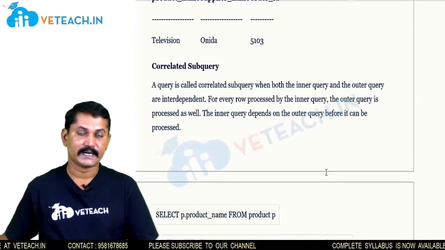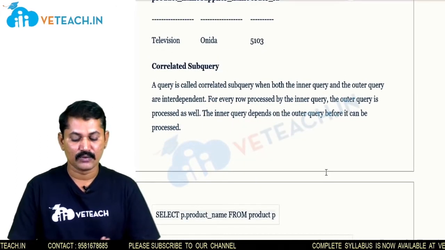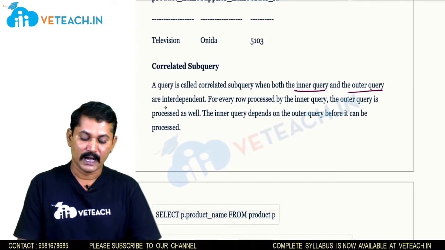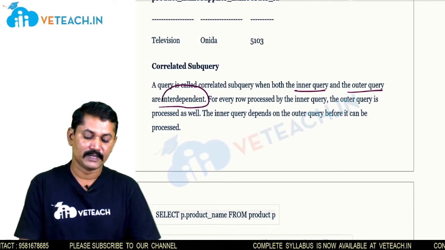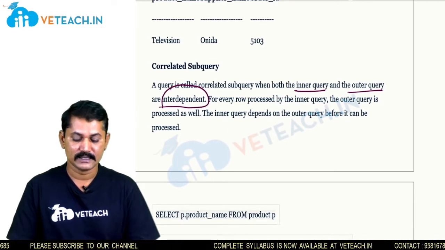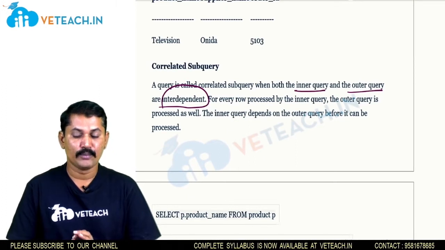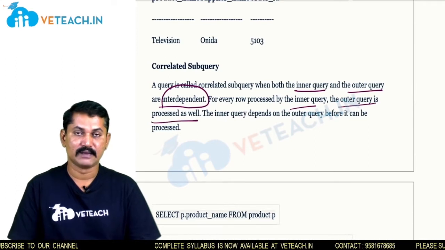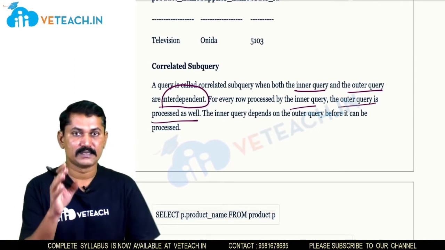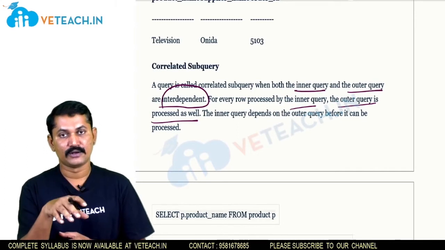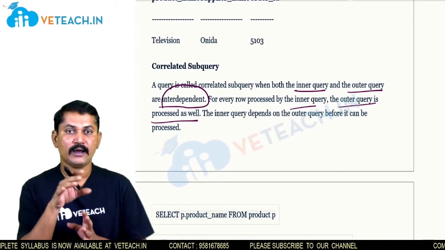Next one, correlated subquery. A query is called correlated subquery when both inner query and the outer query are interdependent. That means they both are dependent on each other. This is called correlated subquery. For every row processed by the inner query, the outer query is processed as well. That means whatever the process is done to the inner query, the same thing is done to the outer query. That means one is dependent on another.